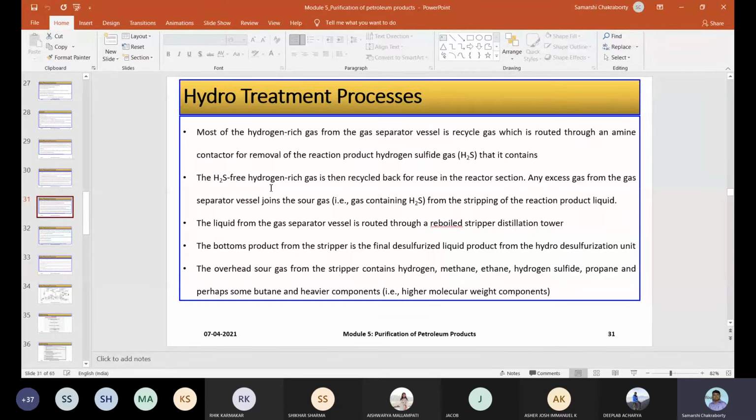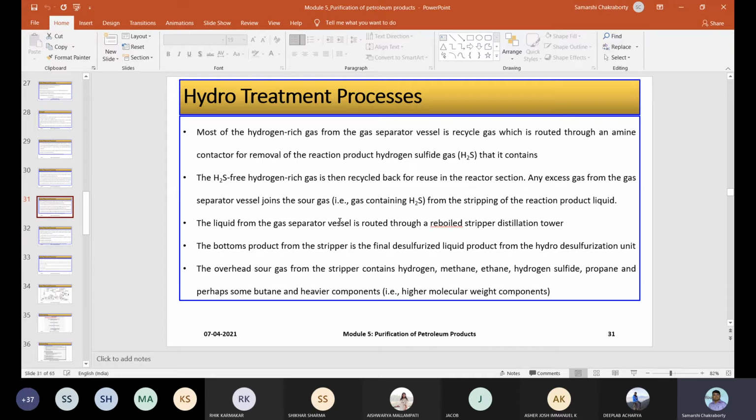The H2S free hydrogen rich gas is then recycled back for reuse in the reactor section. Any excess from the gas separator vessel joins the sour gas. Sour gas is obviously going to contain your H2S from the stripping section of the reactant product liquid.